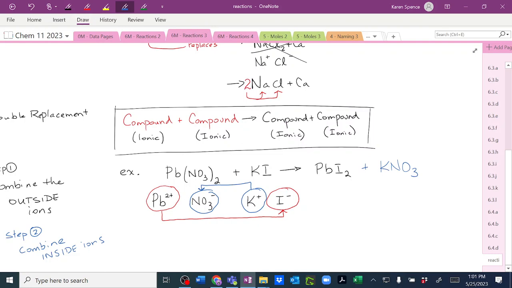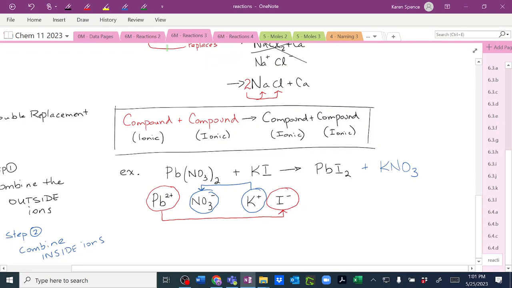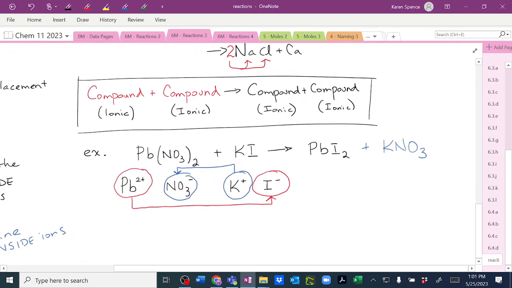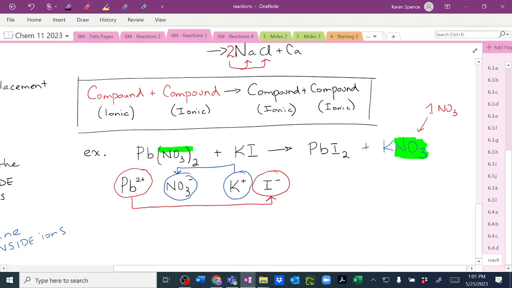Here's a little tip for balancing when you have polyatomic ions. You might remember this from last year. You can make life a lot easier on yourself. Don't balance the N's and O's separately, but treat this entire thing as a little group. How many NO3s do we have on the right-hand side? Right now, we just have one NO3. But on the left-hand side, how many do we have? We have two NO3s.